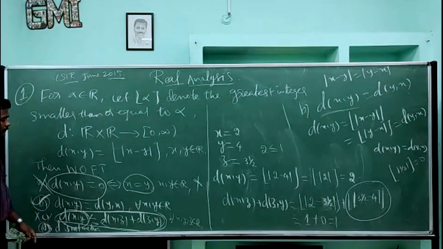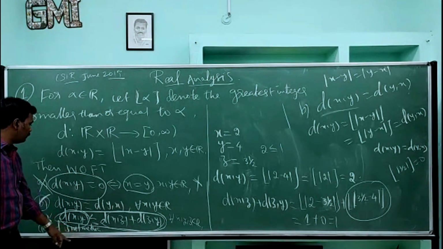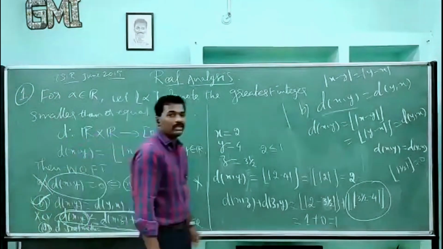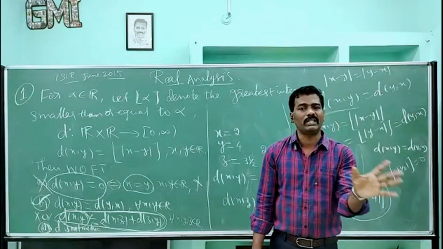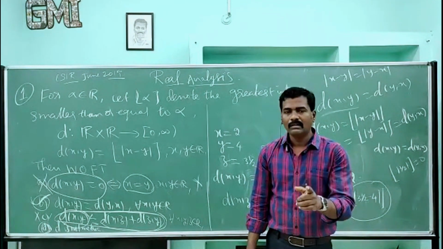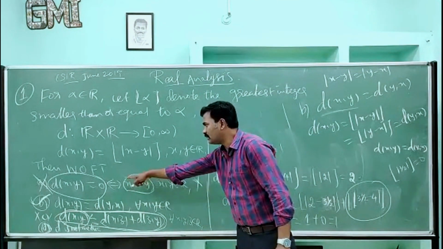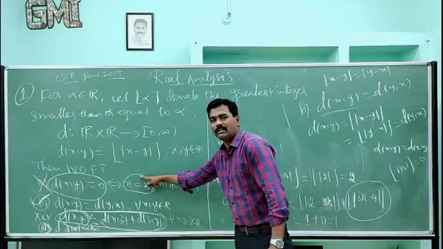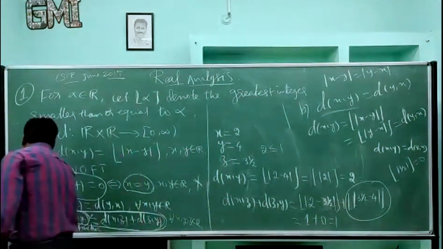Then what about D? D is not a metric. Why? Suppose D is a metric, we know that d of x comma y equal to 0 if and only if x equal to y. But we already have the example showing option A is false. If D is a metric, this would be a true statement, but it is not a true statement. Therefore D is not a metric.